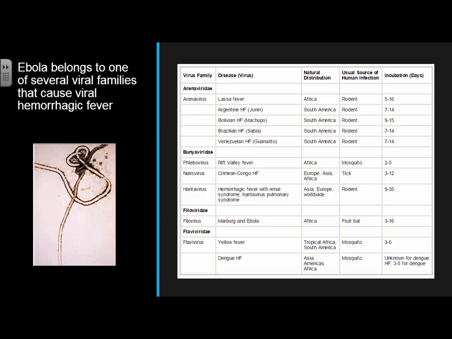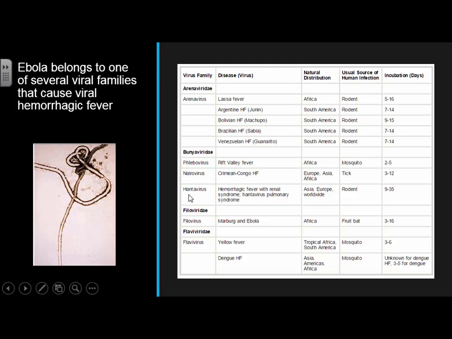Ebola belongs to a family of viruses that cause viral hemorrhagic fever. There's a whole group of 30 different viruses out there that cause viral hemorrhagic fever, and Ebola just happens to be a member of that family. When you look at this list, it's not something for you to memorize, but for you to look at and see: do I recognize any of these names?